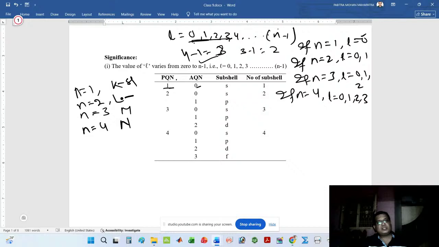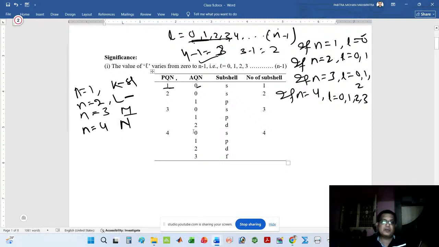n is equal to 2 means you clearly understood that this is all about the L cell. If n is equal to 3 means you clearly understood that this is for M cell. That means, instead of calling K, L, M, N, you can call n is equal to 1, n is equal to 2, n is equal to 3, n is equal to 4. These are the principal quantum numbers numbered for every cell.